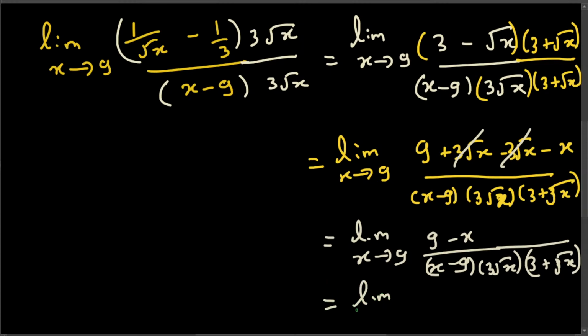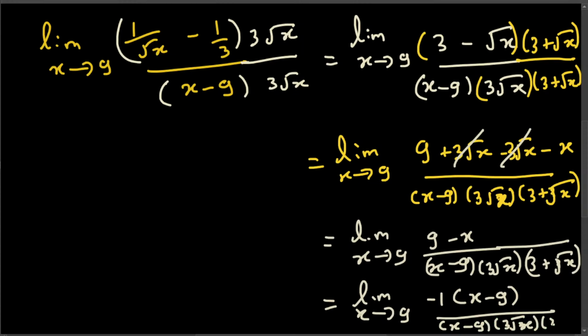Limit x approaches 9. If I take the minus 1 common in the numerator, that's going to be x minus 9. In the denominator, we keep it as it is, x minus 9 times 3 square root of x times 3 plus square root of x. Okay, here we can cancel this x minus 9 and x minus 9. And let's write the simplified terms here.